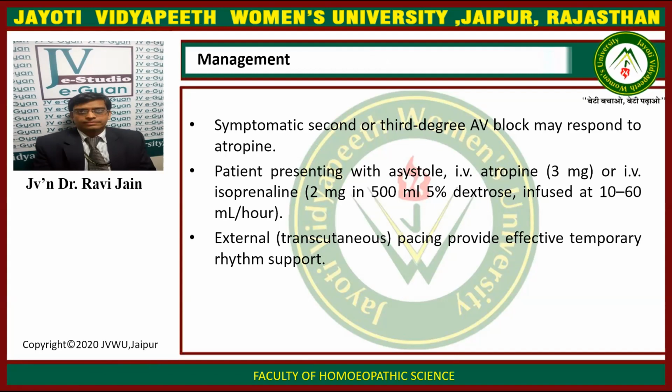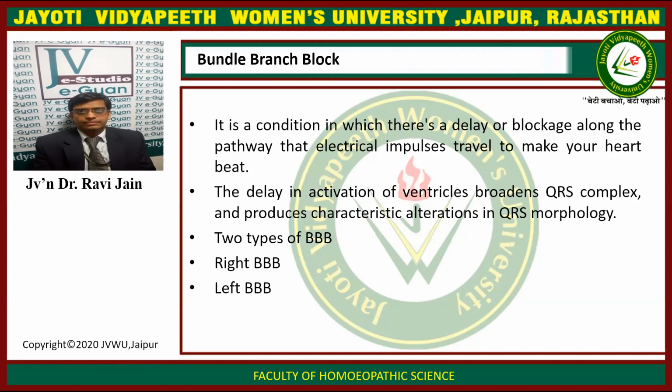The symptomatic second and third degree AV block may respond to atropine. The patients presenting with asystole may be given intravenous atropine 3 mg or intravenous isoprenaline 2 mg in 500 ml, 5% dextrose infusion at 10 to 60 ml per hour. External or transcutaneous pacing provides effective temporary rhythm support. So this was all about AV block.